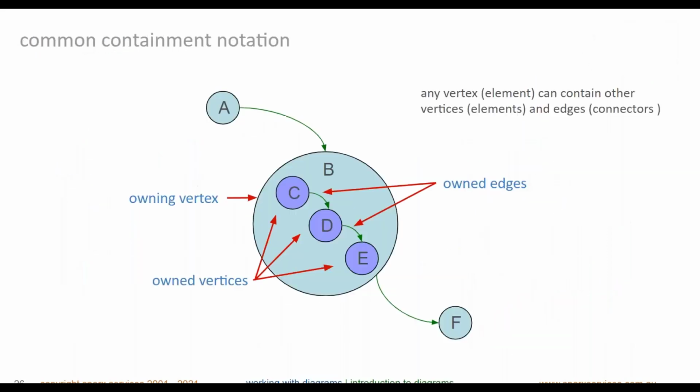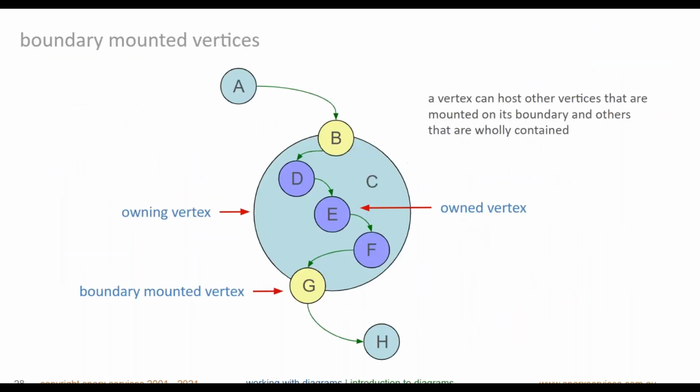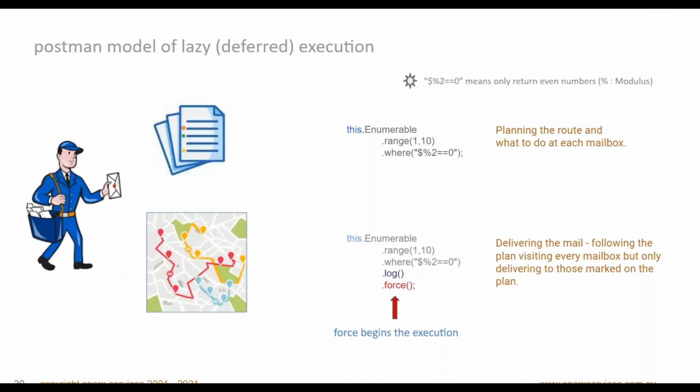I'm going to skip over these slides about graphs. You can look at them in your own time. But I want to just talk about this postman model of lazy execution. So when we have an enumerable here in this top example, it's like the postman's planning the route. Nothing actually happens. The postman's planning his route, but actually hasn't executed it.